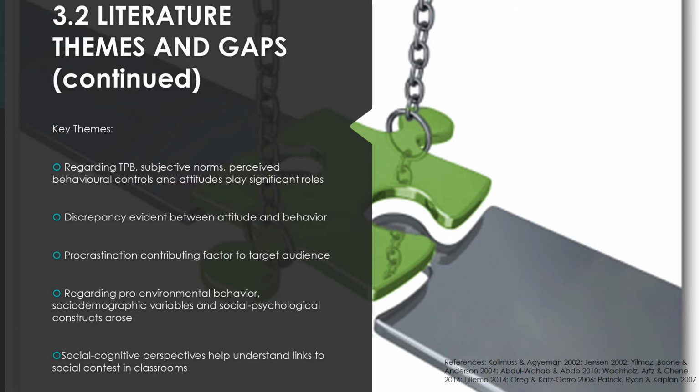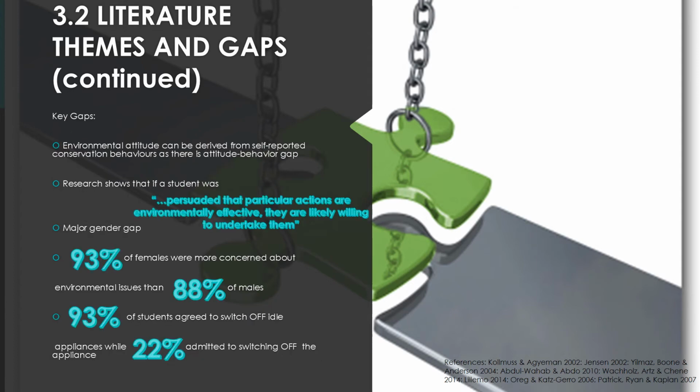In terms of a pro-environmental behaviour, two major themes were identified as socio-demographic variables and social psychological constructs. There were also findings that the application of social cognitive perspectives helped to understand process links to social context in classrooms to motivation, engagement, and achievement of students. In terms of the theory of planned behaviour, subjective norms, perceived behavioural controls, and attitudes all appeared to play significant roles in each student, with some influences more significant than others.